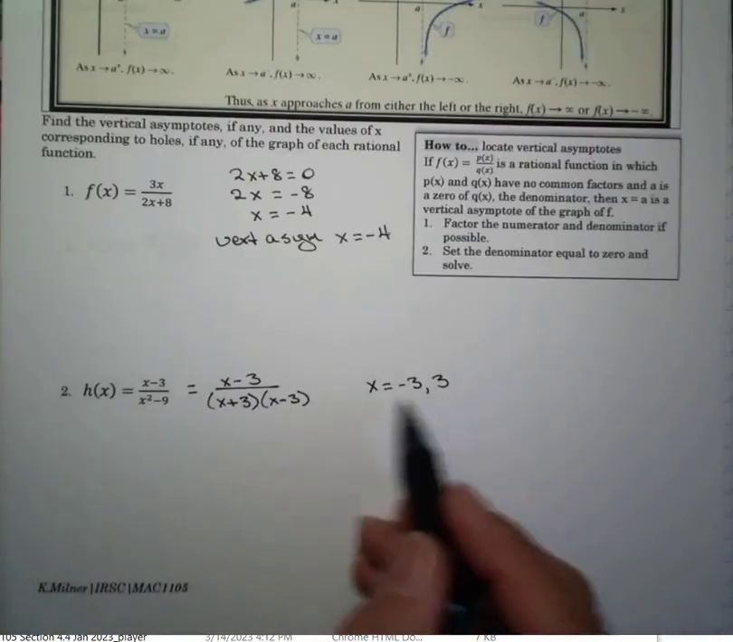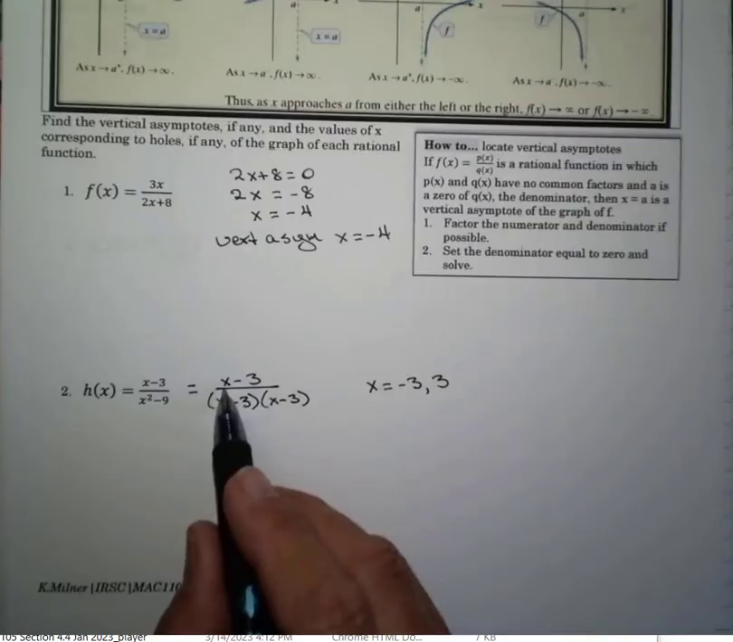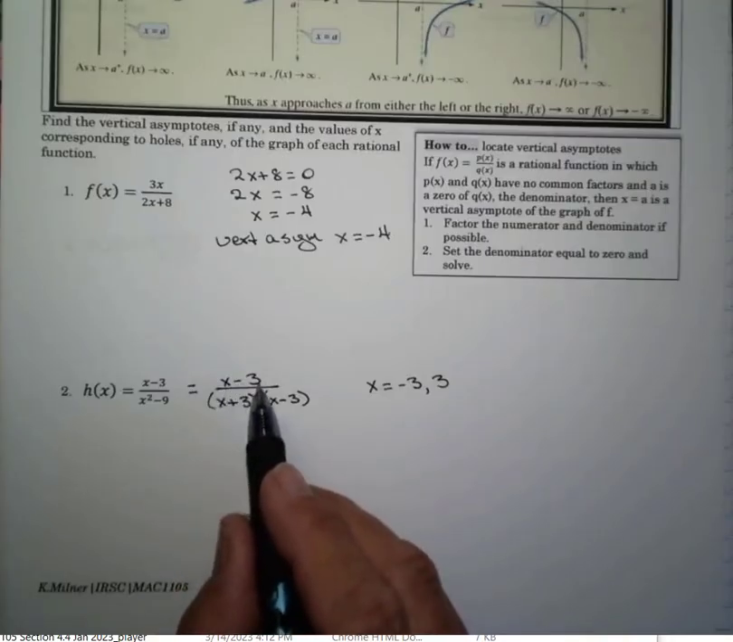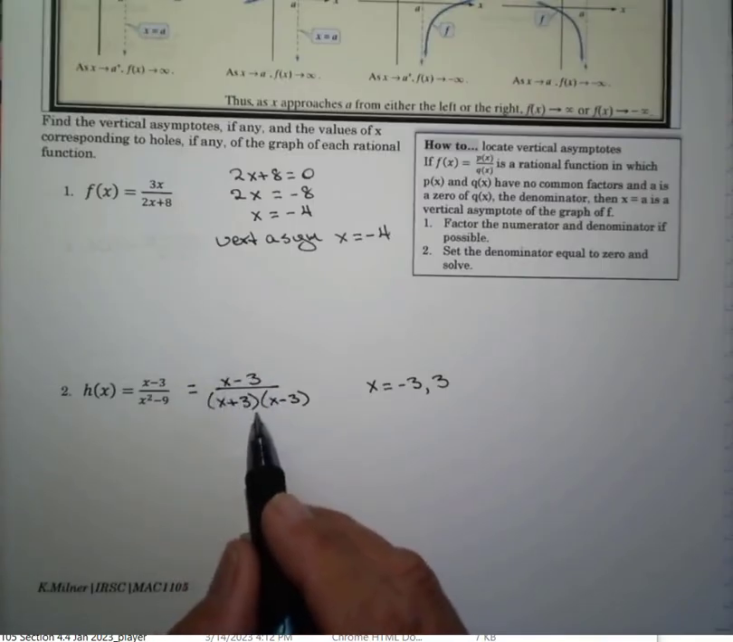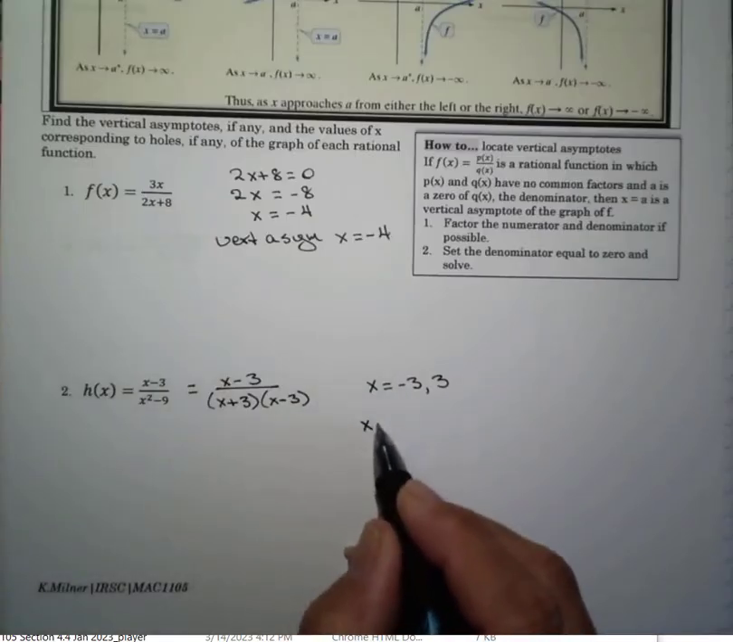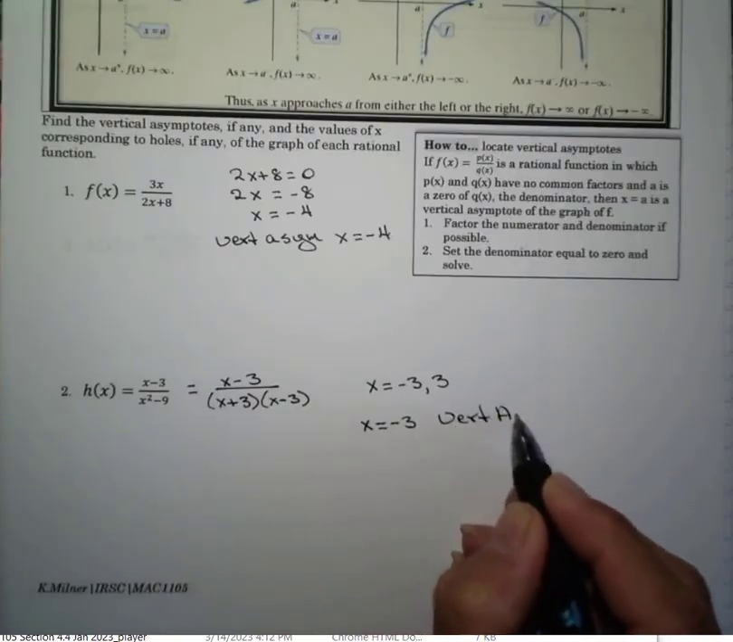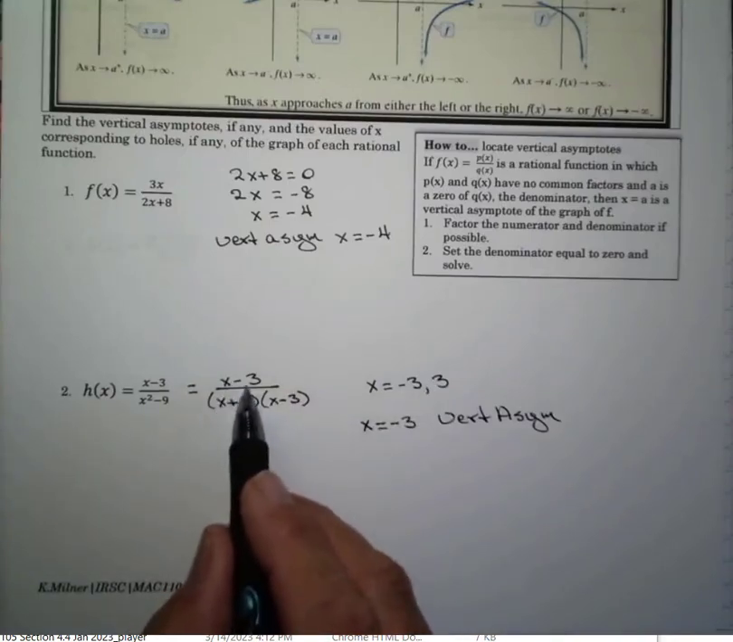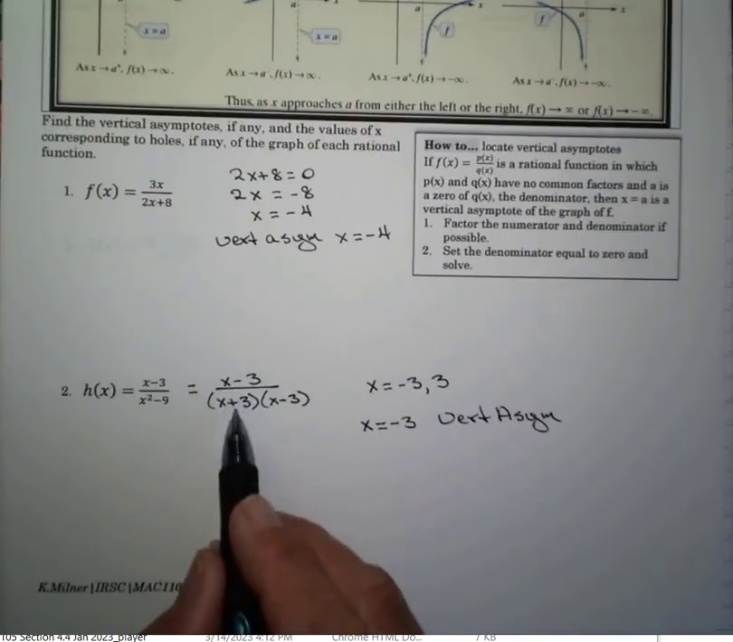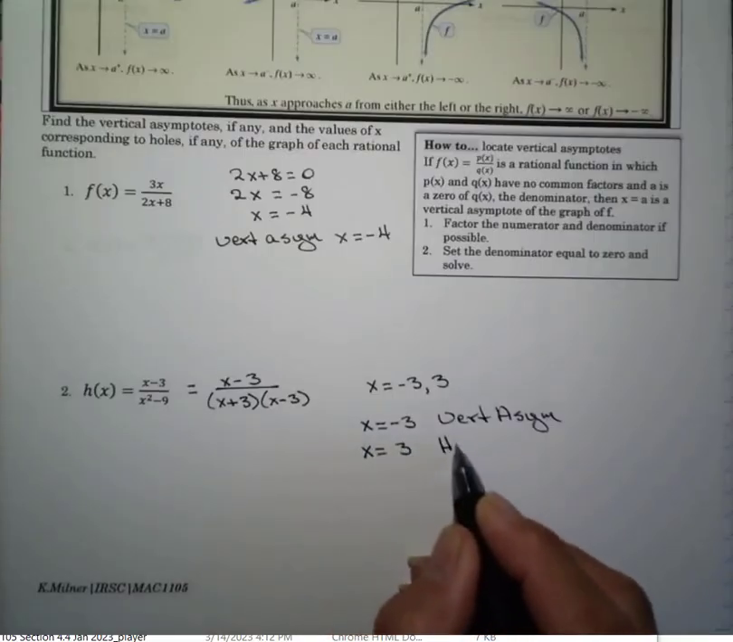Now I have to check and see, are either of these holes in the graph? Well, if x is equal to negative 3, this numerator would be negative 3 minus 3, which is negative 6. It did not turn into 0 itself. The denominator did. So x equals negative 3 is a vertical asymptote. Try 3. If I plug in 3, 3 minus 3 is going to be 0 for my numerator. I already know that this will cause 0 in the denominator. So x equals 3 is going to be a hole in the graph.